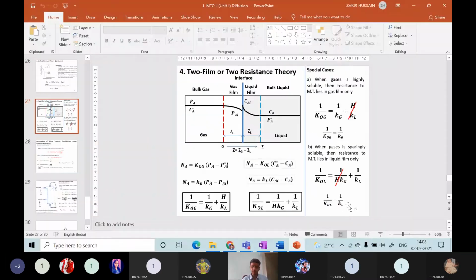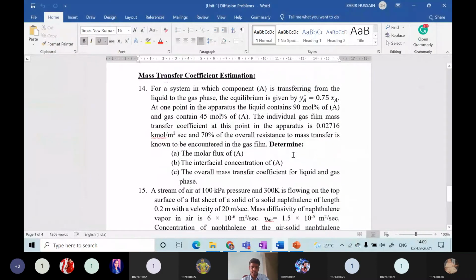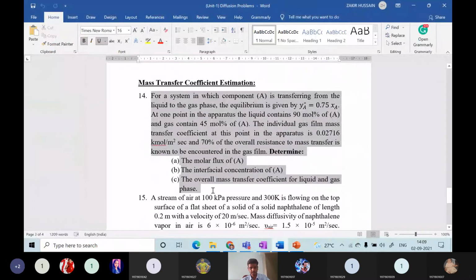Now we'll solve one problem based on these equations. This problem is on mass transfer coefficient estimation.